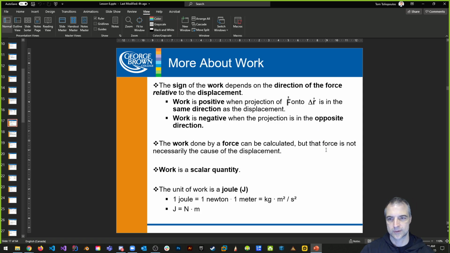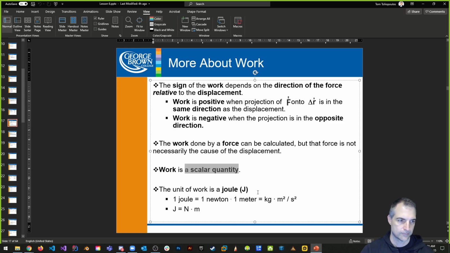More about work. The sign of the work depends on the direction of the force relative to the displacement. Work is positive when the projection of the force onto the displacement vector's axis is in the same direction as the displacement. Work is negative when the projection is in the opposite direction. Work done by the force can be calculated, but the force is not necessarily the cause of the displacement. And we also think of work as a scalar quantity, not a vector.